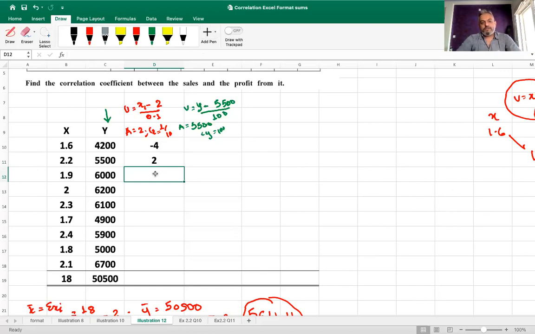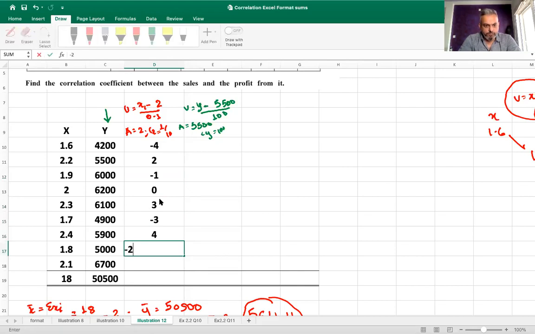Now, 1.9 minus 2 is minus 0.1 divided by 0.1, so minus 1. 2 minus 2, 0. 2.3, so plus 3. 1.7, so minus 3. 2.4, so plus 4. 1.8, so minus 2. And 2.1, so plus 1.